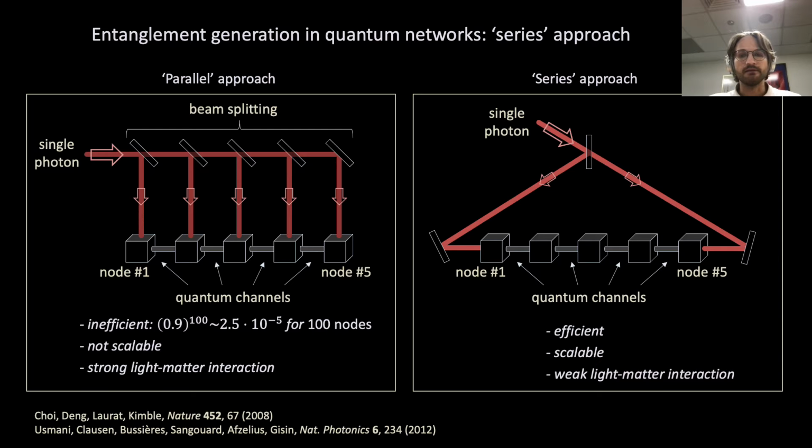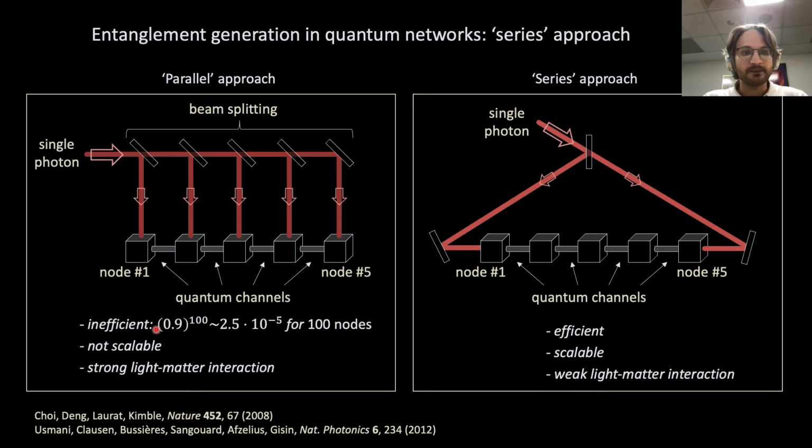So here I compare two approaches. One is the conventional parallel approach, and one is the approach we propose, the series approach. In the first one, the single photon is split on a series of beam splitters into multiple optical modes, and each optical mode is independently mapped onto the corresponding node of the quantum network. The problem with this approach is that it's not efficient if the network is large.